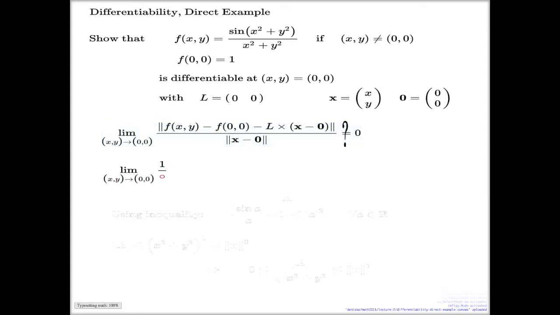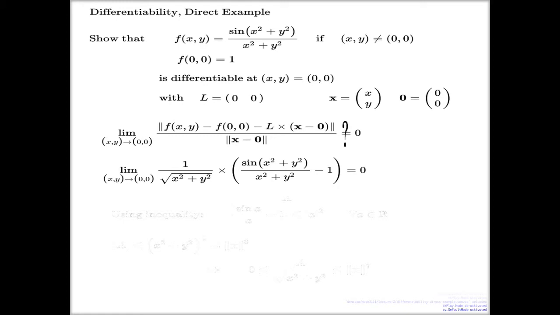Here are my substitutions. I skipped a few arithmetic steps. In the denominator, x takes 0, and the length is exactly this value. And the numerator, this one is 0 because L is a 0 matrix, and this difference is right in here.